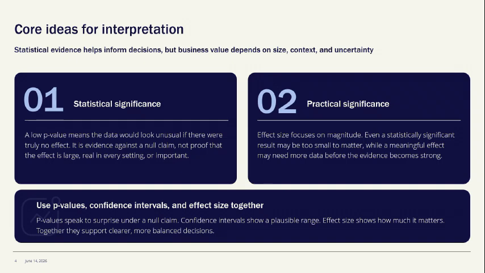For example, a new treatment might improve patient recovery by only 1 hour. Even if statistically significant, that improvement may not be practically important. Finally, we consider effect size. Effect size measures the magnitude of an effect and helps us understand its real-world importance. The best practice is to use p-values, confidence intervals, and effect sizes together to make balanced decisions.